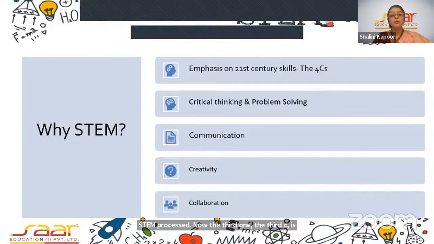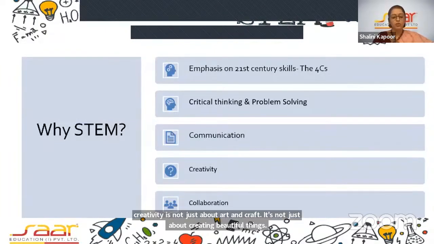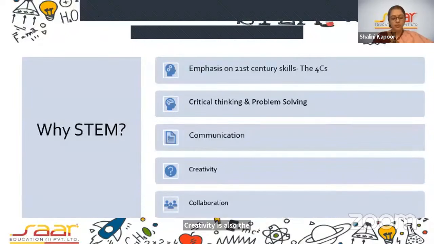Now, the third C is creativity. Creativity is not just about art and craft. It's not just about creating beautiful things. Creativity is also the creative management of time. It is also the planning of a project. Creativity is also involved in planning how to use different materials to complete a particular project. So creativity is enhanced when STEM projects are part of the daily life of the student. It also encourages the children to think out of the box and create from the collective imagination of the whole group. Collaboration, that's the 4th C, but not the least.